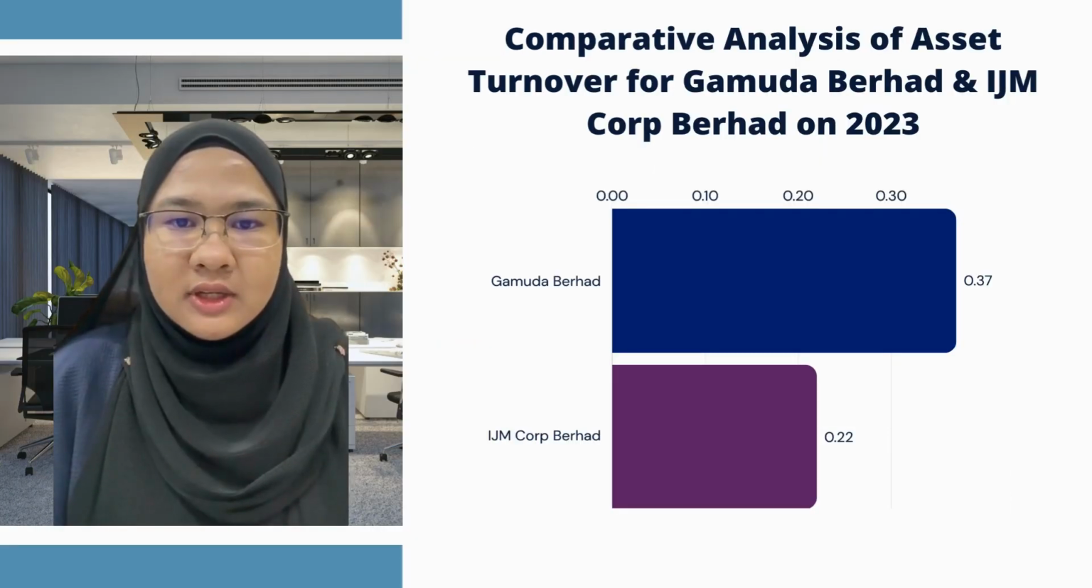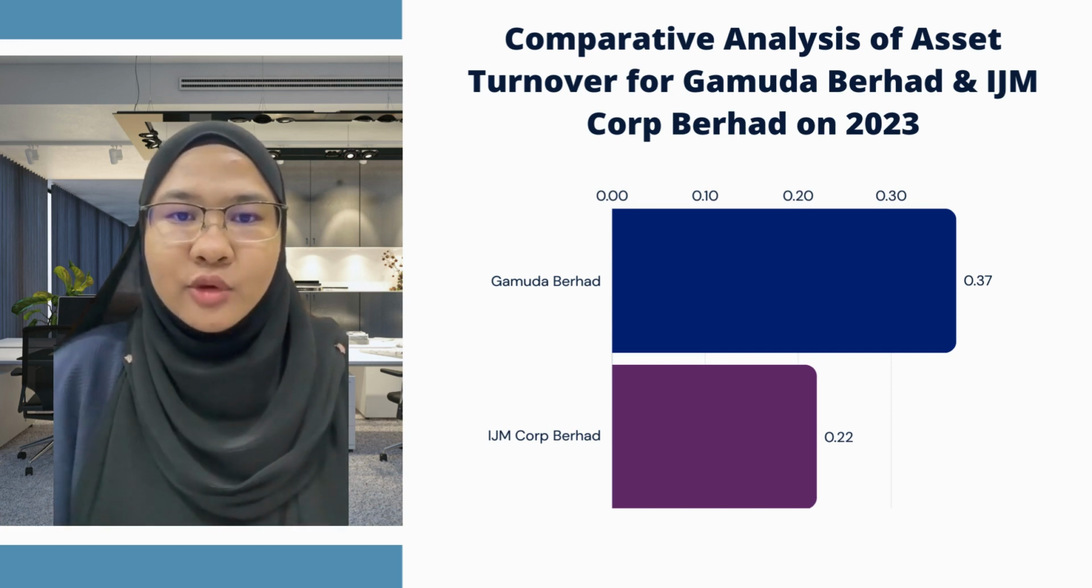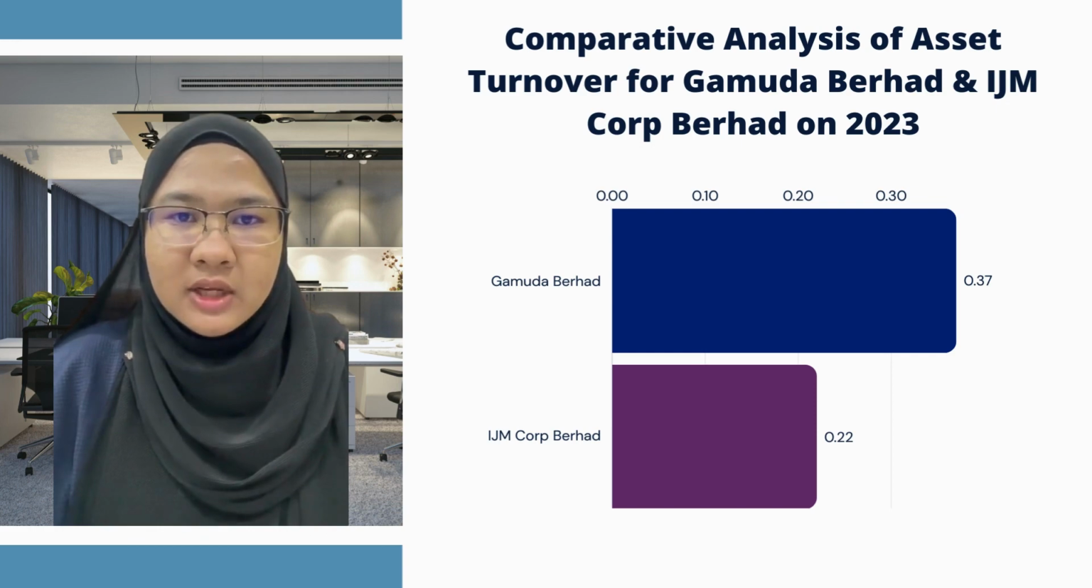In 2023, Gamuda Berhad and IJM Corp Berhad have different asset turnover ratios. Gamuda has good use of its assets to generate revenue and shows a sign of operational efficiency compared to IJM Corp Berhad.